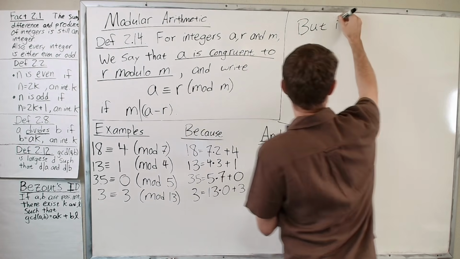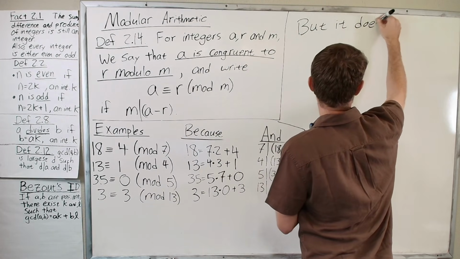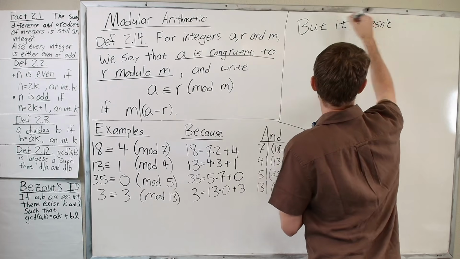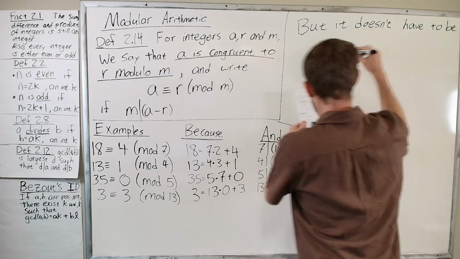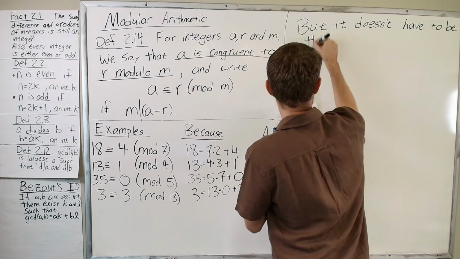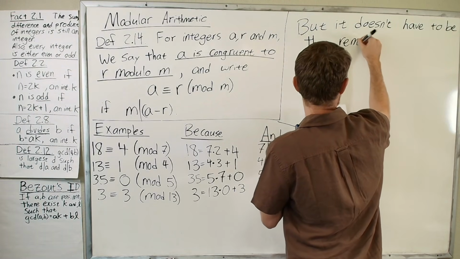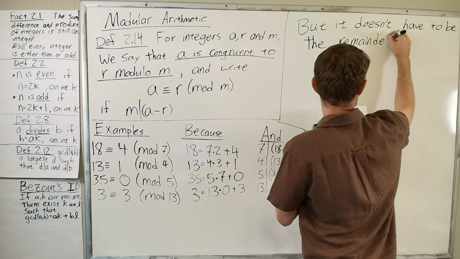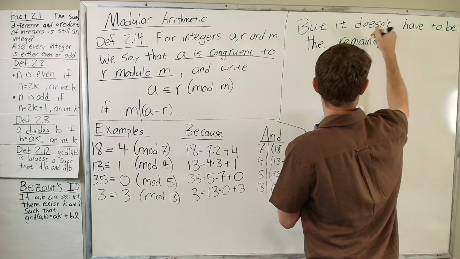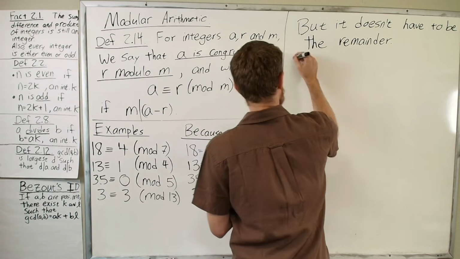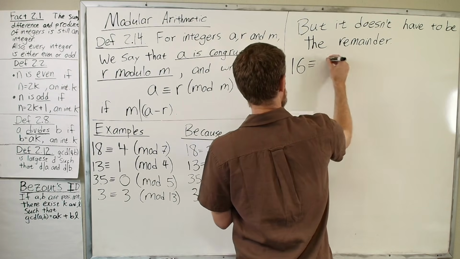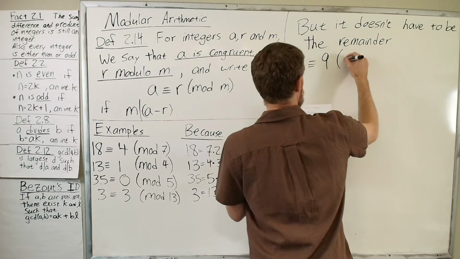But it doesn't have to be the remainder. It doesn't have to be the remainder. For example, 16 is congruent to 9 mod 7.